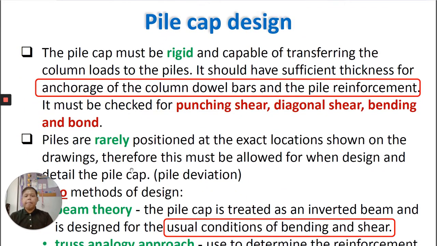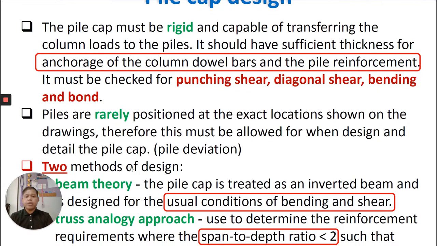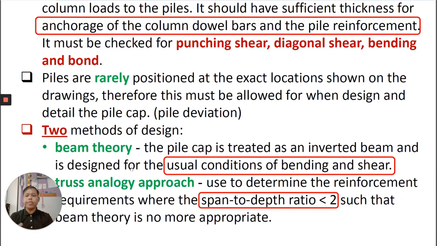Pile cap design: the pile cap must be rigid and capable of transferring the column loads to the piles. It should have sufficient thickness for anchorage of the column dowel bars and the pile reinforcement, so that it will not tilt or move, because we need to make sure that this pile cap is rigid. It must be checked for punching shear, diagonal shear, bending and also joint. Piles are rarely positioned at the exact location shown on the drawing. Therefore, this must be allowed for when designing the detail of the pile cap.